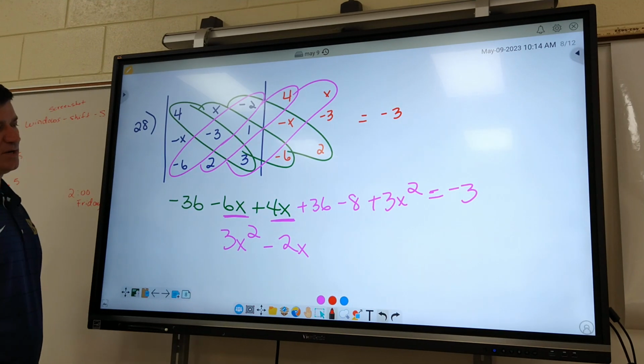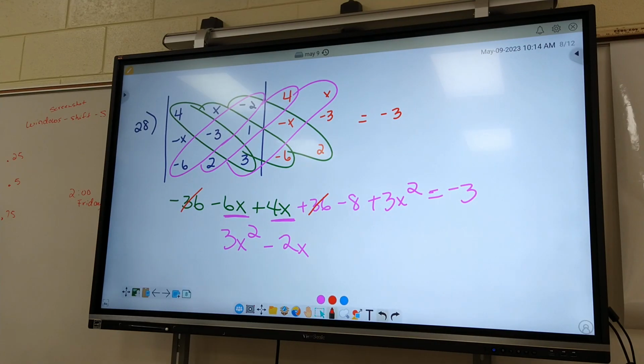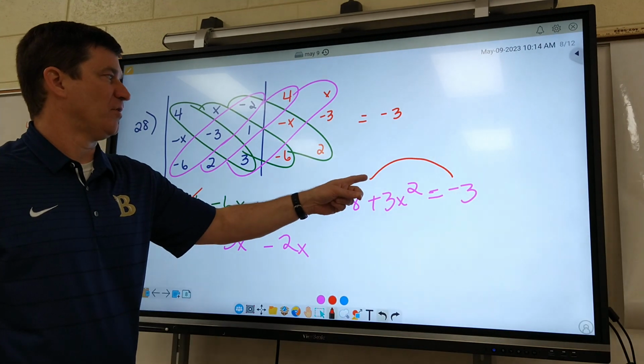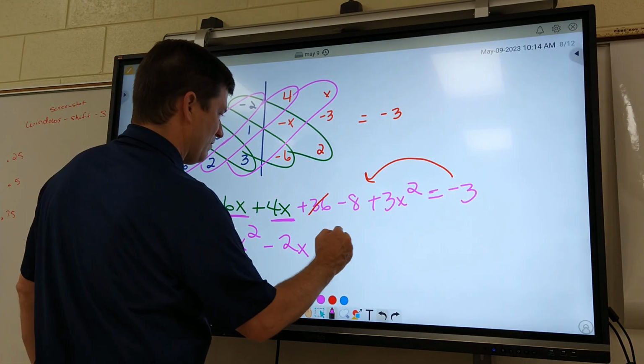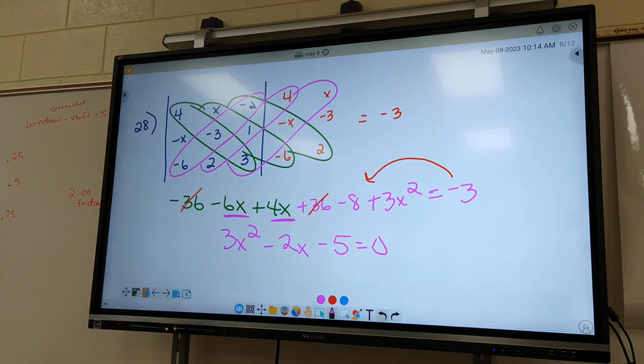All right, I start looking at my integers. I got a -36 and a positive 36. Those cancel. What else I got? I got a -8. Bring over -3. Make it a positive 3. Be -5. All right, so now y'all take those three numbers, put them in your quadratic formula.